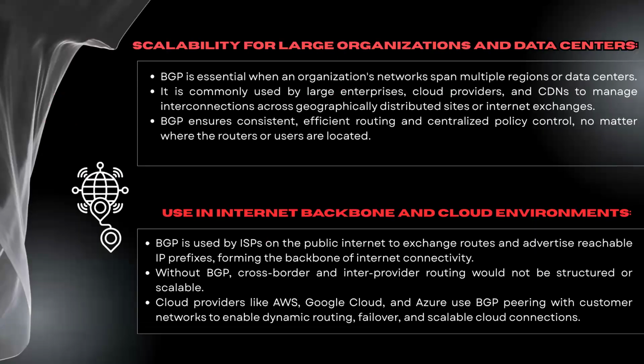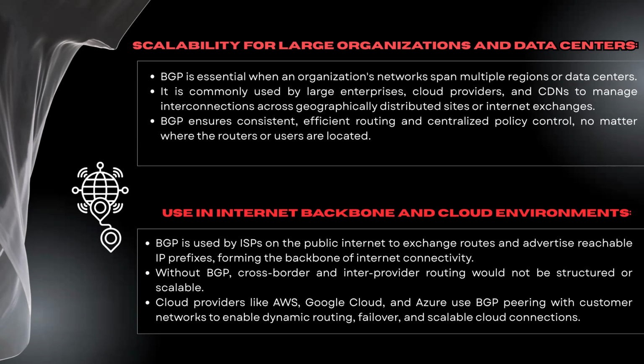Okay, the next one is scalability for large organizations and data centers. BGP is essential for organizations with networks spanning multiple regions or data centers. Let us take Google as an example. Google has a lot of data centers, right? It is commonly used for large enterprises like cloud providers and CDNs to manage their interconnections across geographically distributed sites or internet exchanges. So BGP ensures consistent, efficient routing and centralized policy control no matter where the router is located.